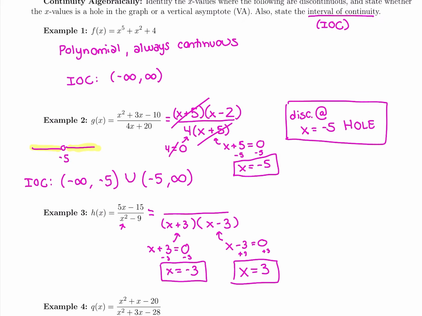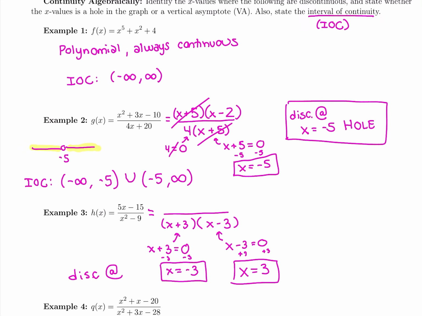Then to make x minus 3 be 0, we'd add 3 to both sides. X would have to be positive 3. Again, plug it into the original to check that. 3 squared is 9, minus 9. It really does make that denominator 0, so we must have factored correctly. So we have two discontinuities: discontinuous at x equals -3 and positive 3.